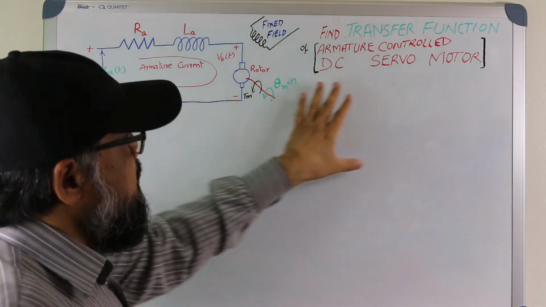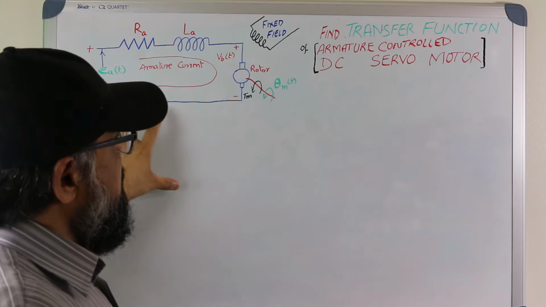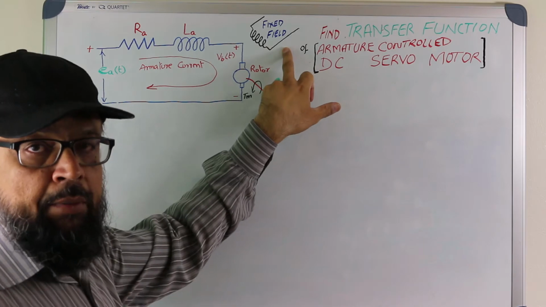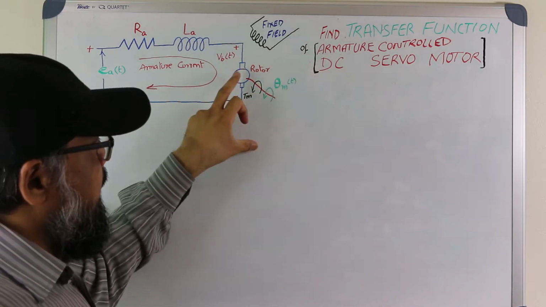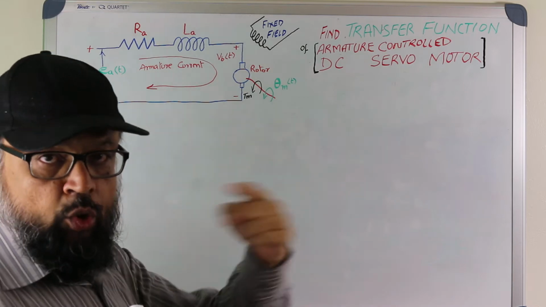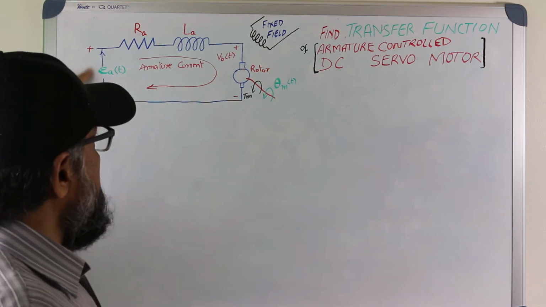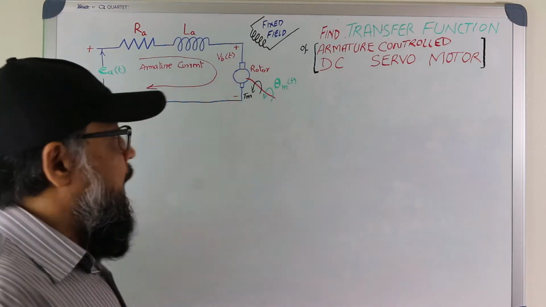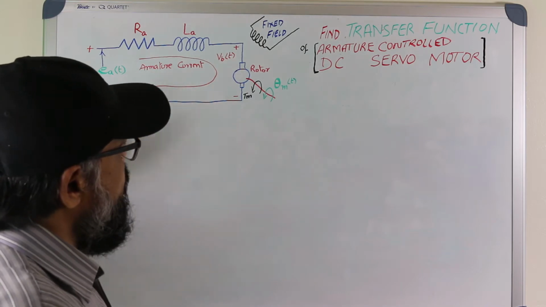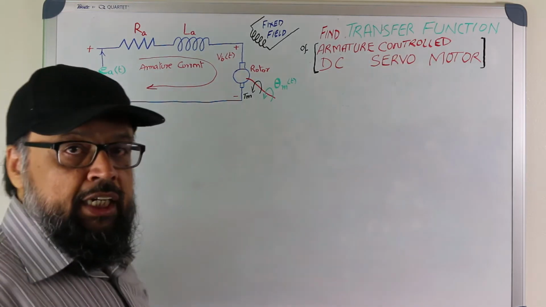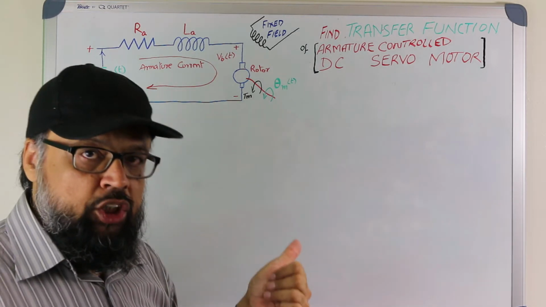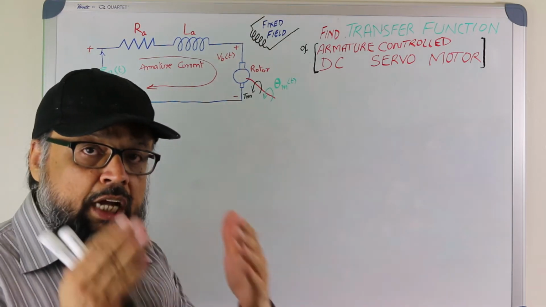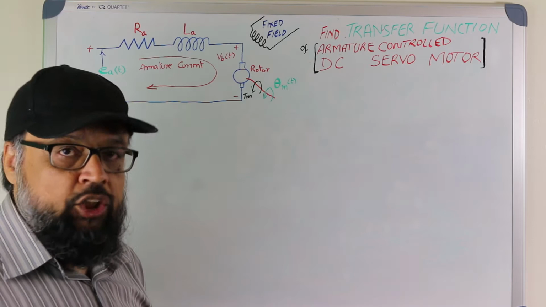Now coming to this DC servo motor, this is the circuit diagram of the DC servo motor. We have a fixed field. You can get this field by permanent magnet or by electromagnet, and then the armature, the rotating component of the motor. We apply a voltage e_a(t), where t means it's in time domain, and then the armature current flows. When we say armature controlled, it means that we are changing the current in the armature. If it is field control, then we are changing the current in the field. But if it's armature controlled, we are changing the current in the armature.